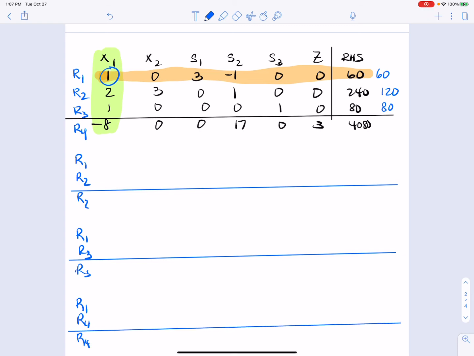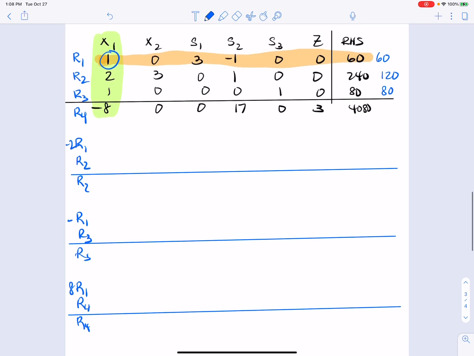Okay. So looking at the numbers for R1 and R2, it looks like I have a 1 and a 2. So I'm going to take -2 times R1, add it to R2, and make a new R2. For R1 and R3, that looks really nice. I'm just going to take the opposite of R1 and add it to R3 to make that 0. And for the R4, I'm going to take 8 times R1 and add it to R4. And that'll make the 0 in that column.